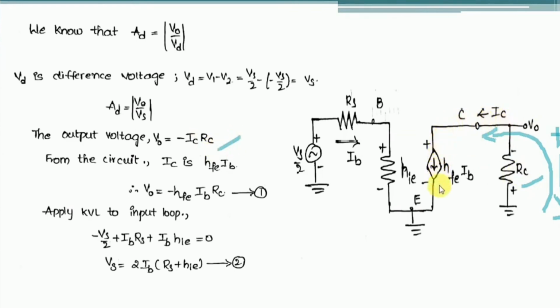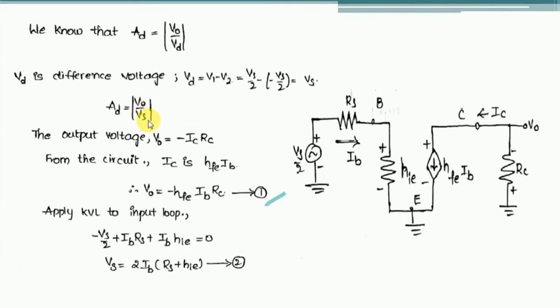Now, what is the final value of IC? IC is nothing but HFE into IB. So this is the total current that is flowing. Simply substitute the value of IC in the above expression. We finally get V naught as minus HFE IB into RC. Consider this equation as number 1. So finally we have obtained the value of V naught.